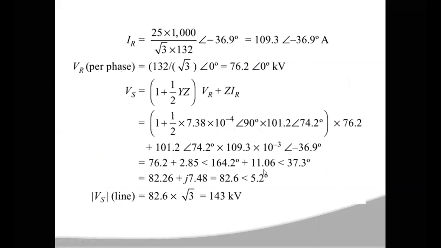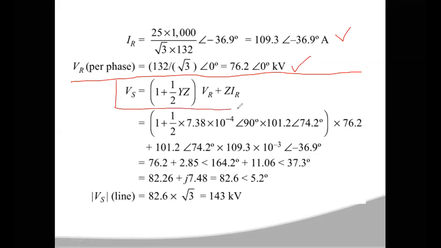Right, up to this point, the calculations are the same for your nominal T method also. But this equation will change for the nominal T method. This one is for the nominal pi method, which is Vs equal to (1 plus Yz by 2) into Vr plus Z into IR. But for your nominal T method, only this equation will change.